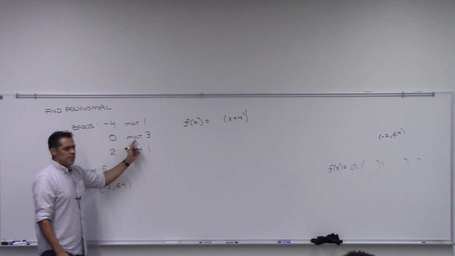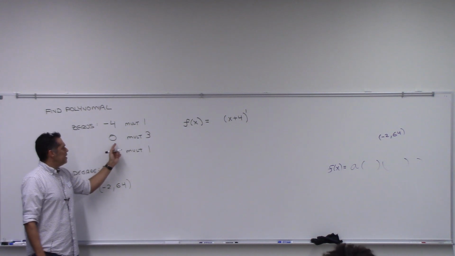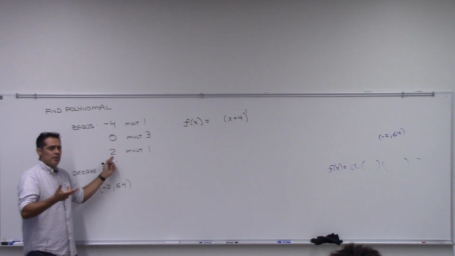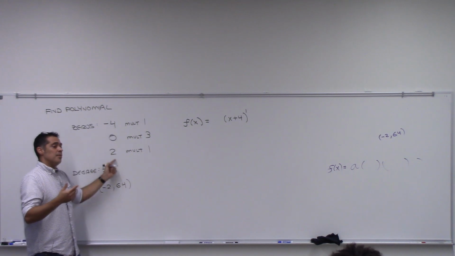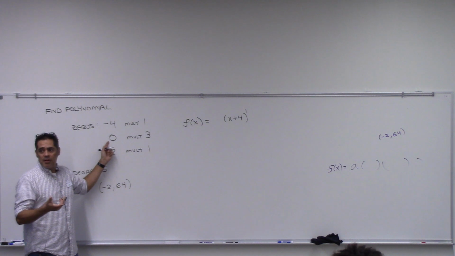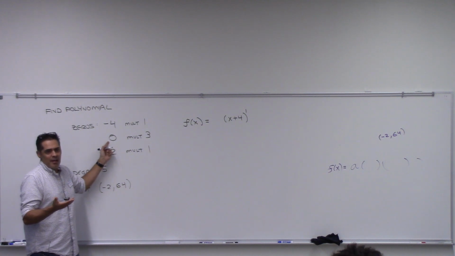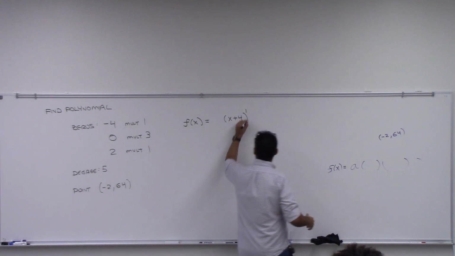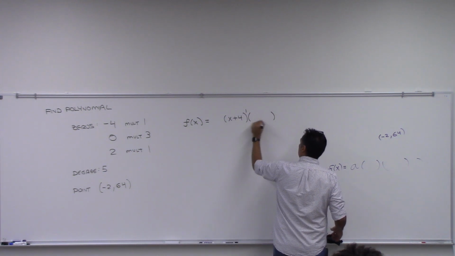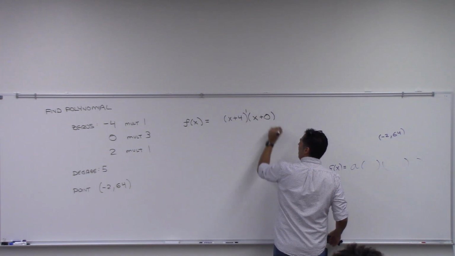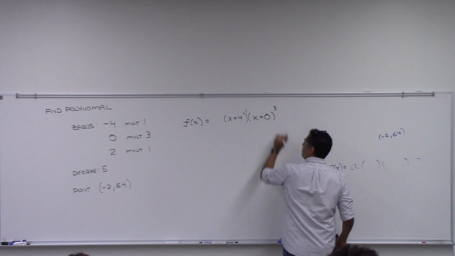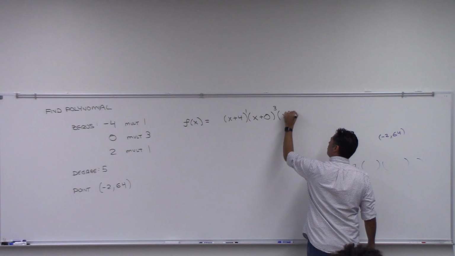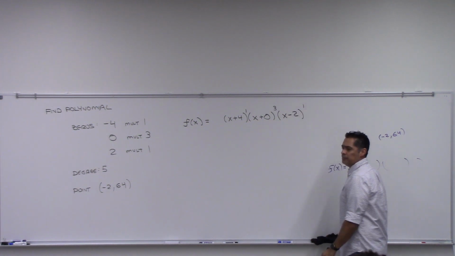Now, this one confuses students because you're like, okay, what do I do? Because here, I just did x plus 4, right? Here, I do x minus 2. So I'm always doing the opposite of these numbers. What's the opposite of 0? 0, right? So you can either say x plus 0 or x minus 0. What do you want me to do? X plus 0. And then that needs to be to what? The third power. And then I have x minus 2, and that's to the first power.